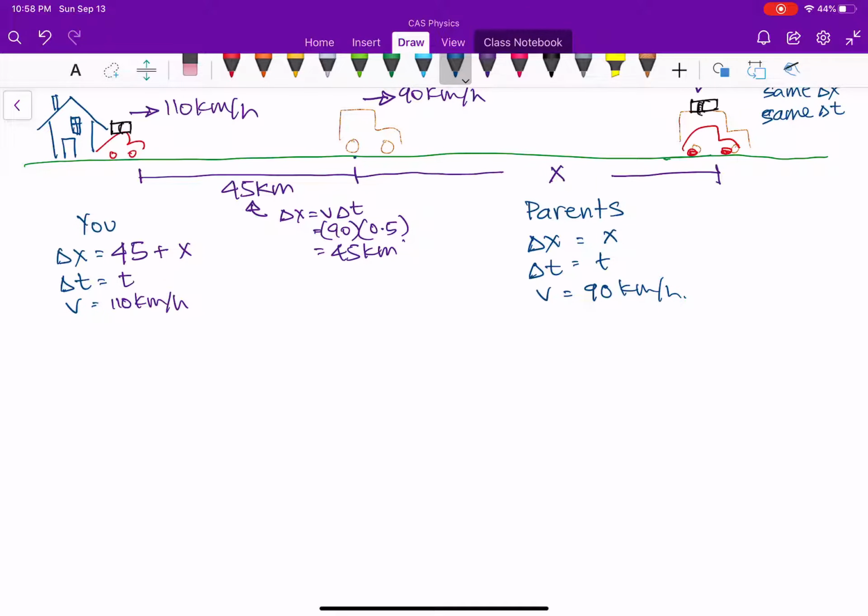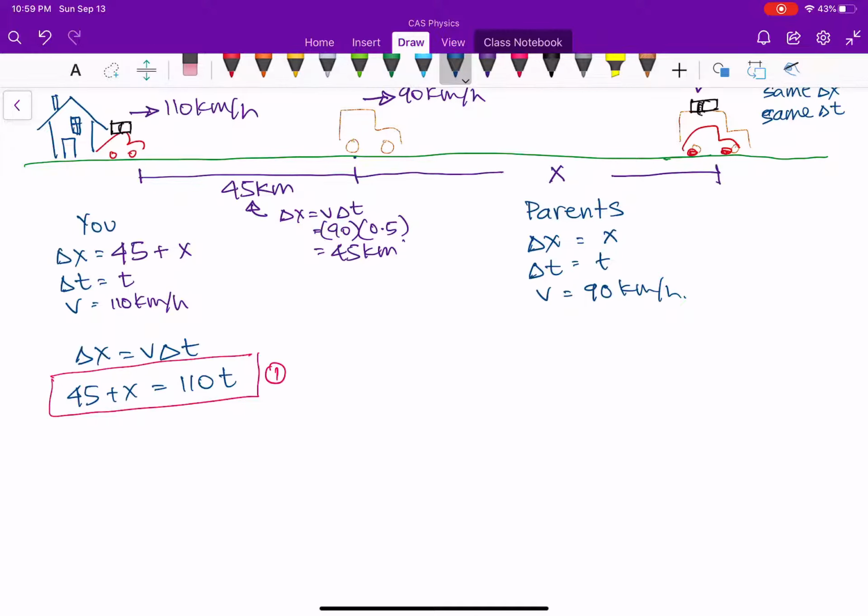So the equation we create for you is 45. So I'm going to use, let me just go back a little. We're going to use this equation, delta X equals V delta T. I mean, you could use any version of this, but this is just sort of simple. So this is 45 plus X equals 110 times T. So that's an equation. I'm just going to put a circle around it and call that equation 1.